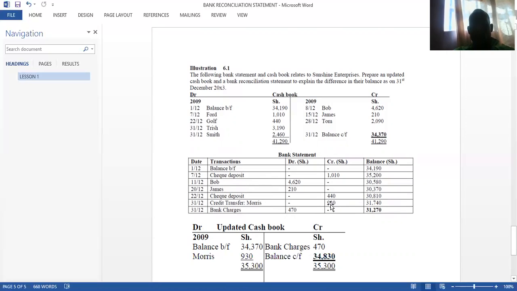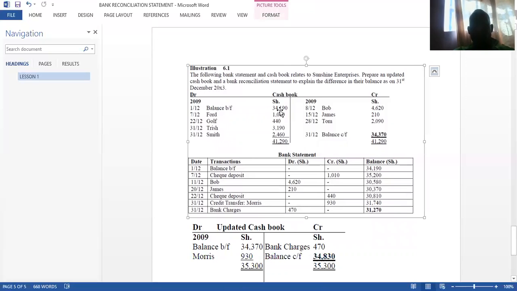930 for Morris, which is actually on the credit side here. But if you look here, it is not anywhere to be captured. Because it is on the credit side but missing on the debit, that item is missing in the cash book. So we write it here because it was supposed to be on the debit side. Then if you compare the credit side of the cash book and the debit side here, you realize the bank charges of 470 are actually missing.